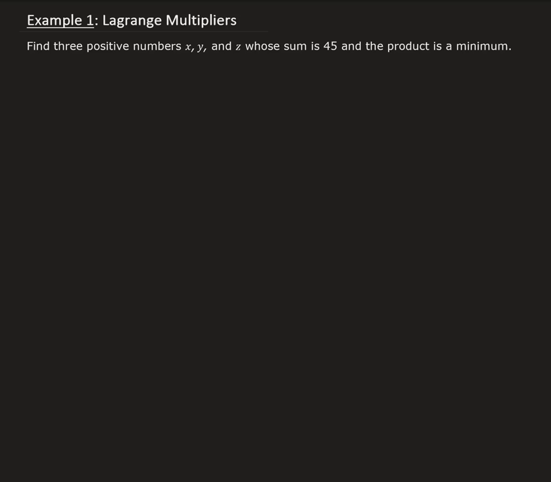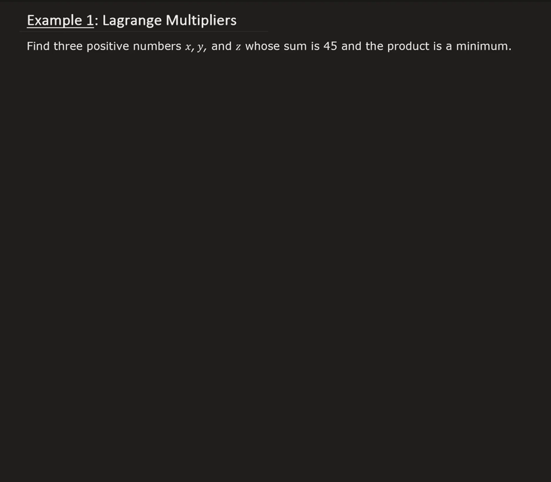In this example, we're going to find three positive numbers, let's say they are x, y, and z, whose sum is 45 and the product is a minimum. So this is a type of optimization problem. For this example, we're going to use what's called Lagrange multipliers.